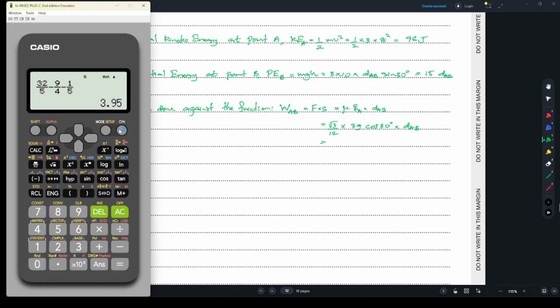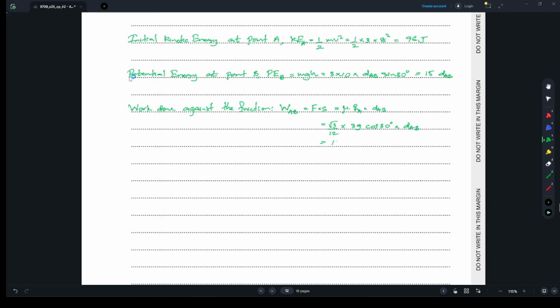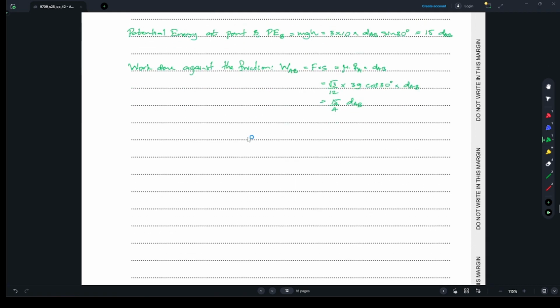Okay, let's use the calculator. So you have here root 3 divided by 12 times 3g, which means 30, times cos 30. So 15 over 4. Let's use it like this: 15 over 4 DAB. Okay, so these are the energies.